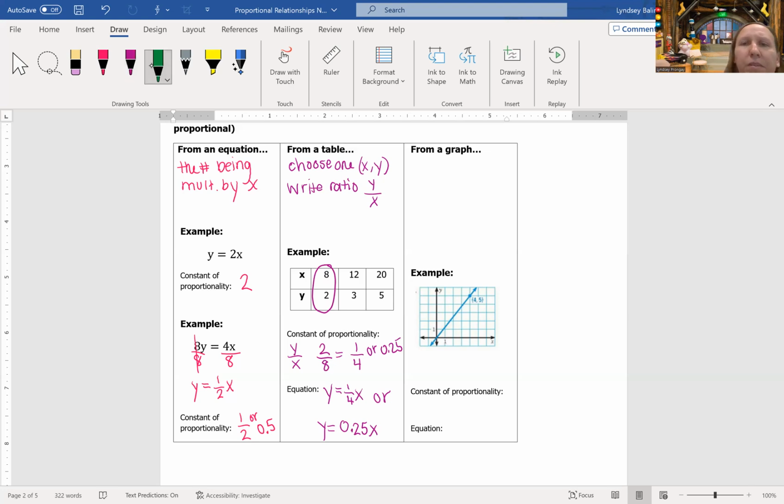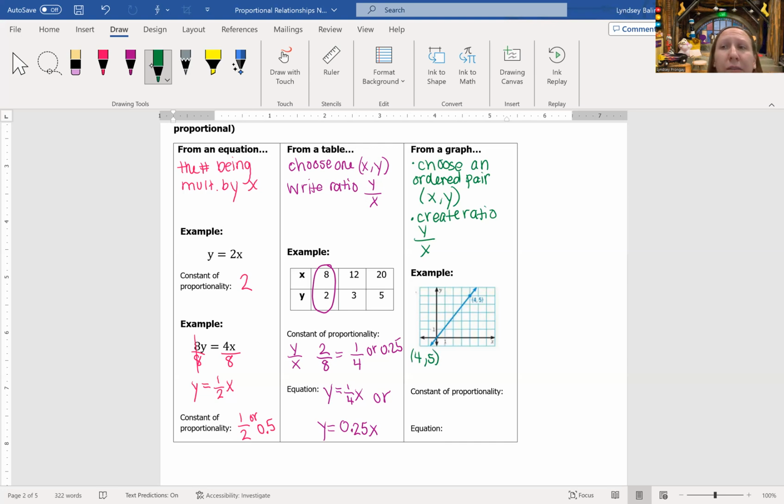And from the graph, we're going to choose an ordered pair. Kind of already did this in the last one, but remember, an ordered pair is an x comma y. And we're going to use that ordered pair, and once again, create the ratio y over x. So in our example, we have a straight line through the origin. It is indeed proportional. We are going to take this ordered pair of 4, 5 that they give us.